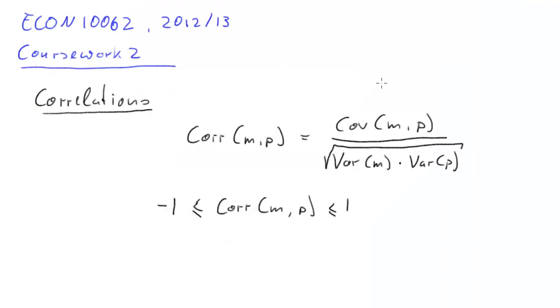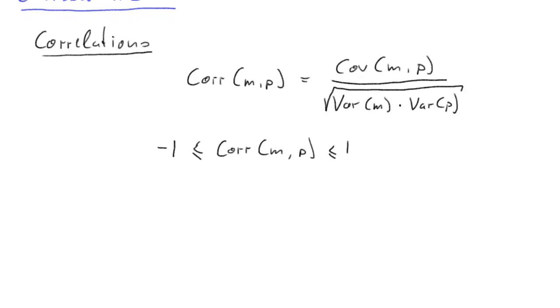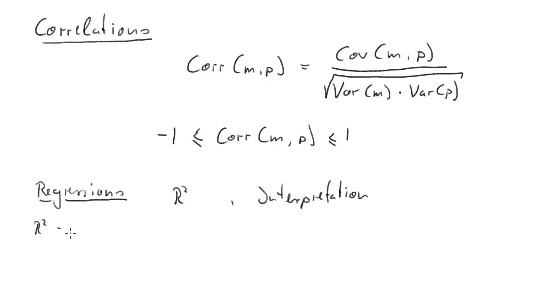So the next thing I want to talk about are regressions, because you certainly seem to have problems with some aspects of regressions. The two aspects I want to talk about are R squared and interpretation. So you know that the R squared is a measure of fit. It tells us how closely the observations lie clustered around the regression line, and it's calculated as follows.